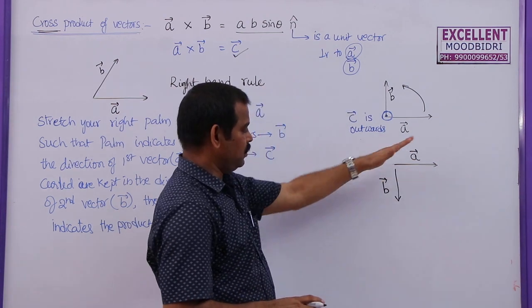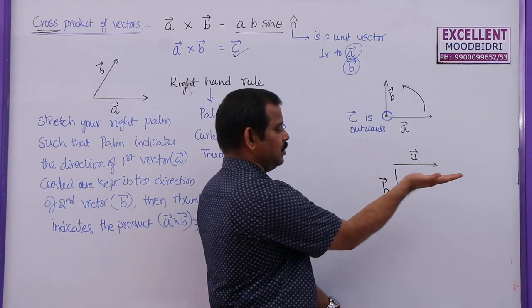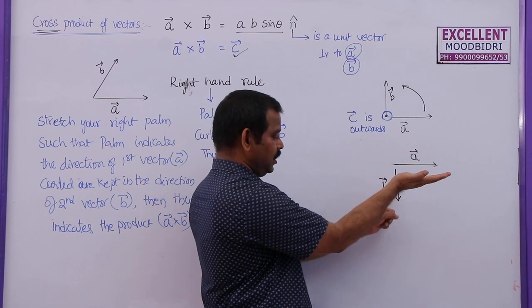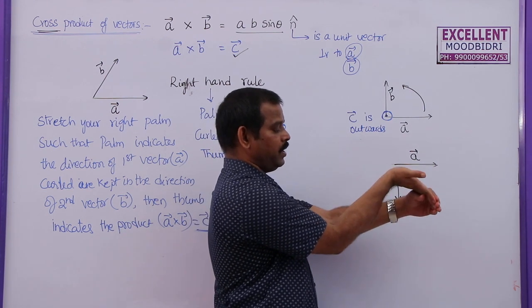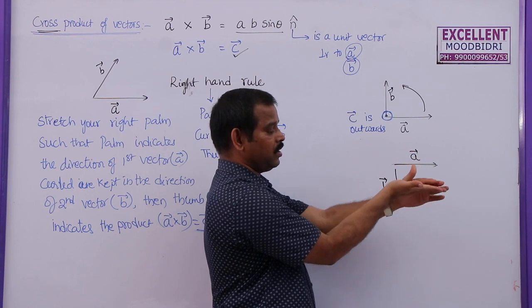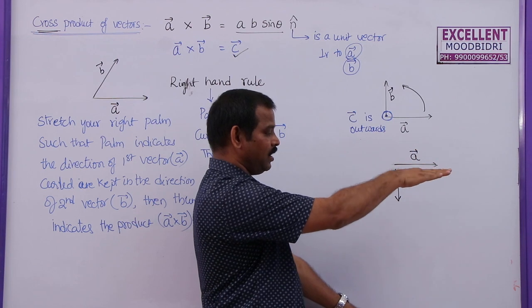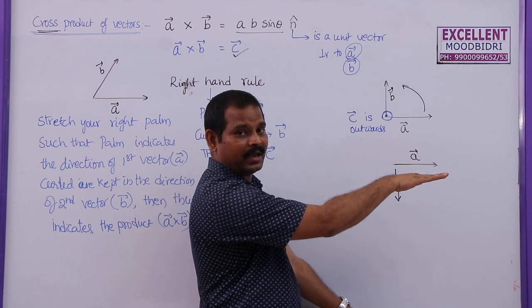So, I am multiplying A with B. This is A bar, you can keep your palm like this, but here this B vector is downwards, and we cannot bend our fingers downwards like this. We can bend our fingers upwards easily, but not downwards. That's why you can change your hand like this, keep your palm like this only.